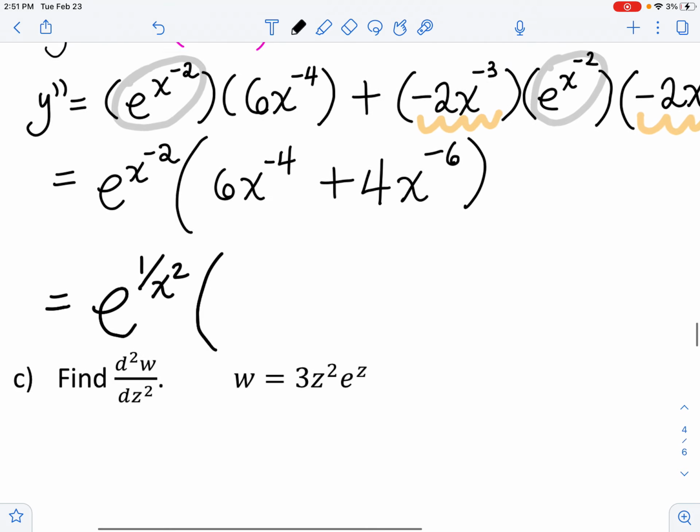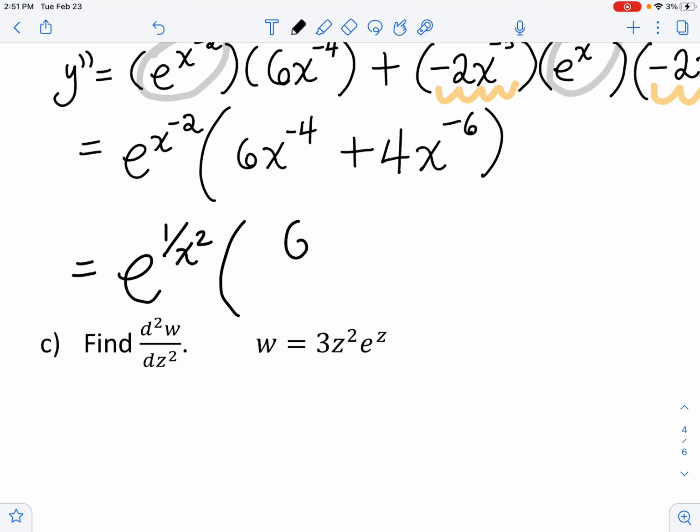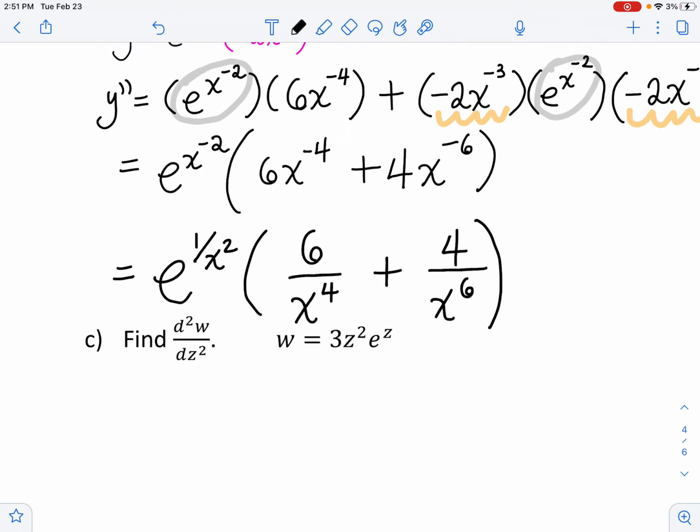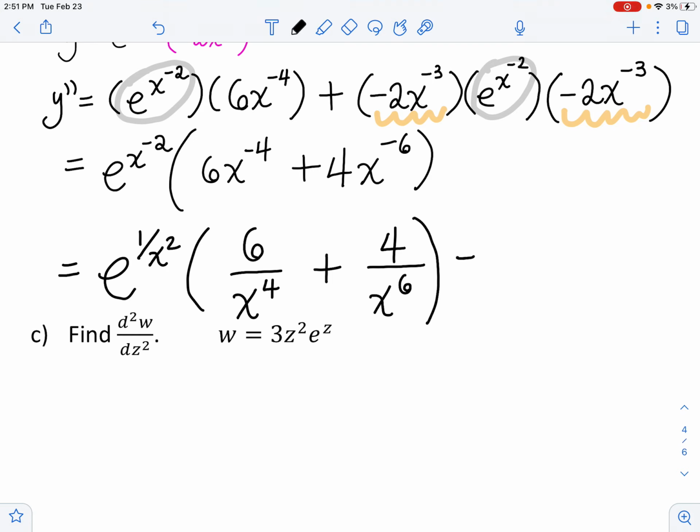So you see, the 6 is going to be on top. But in the bottom, I'm going to have x to the 4th power. Now that 4 is positive. Plus 4 over x to the positive 6 power. Oh, I can't just stop this now. I now need to combine those two fractions. I am so tempted now.